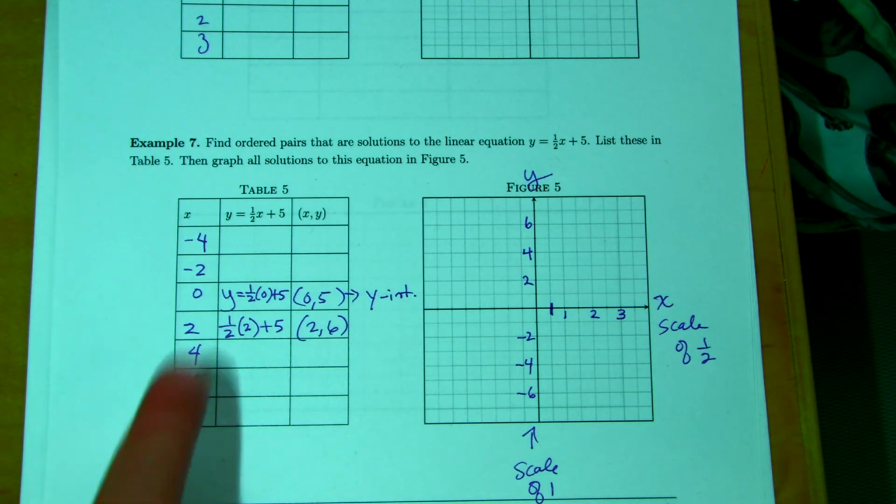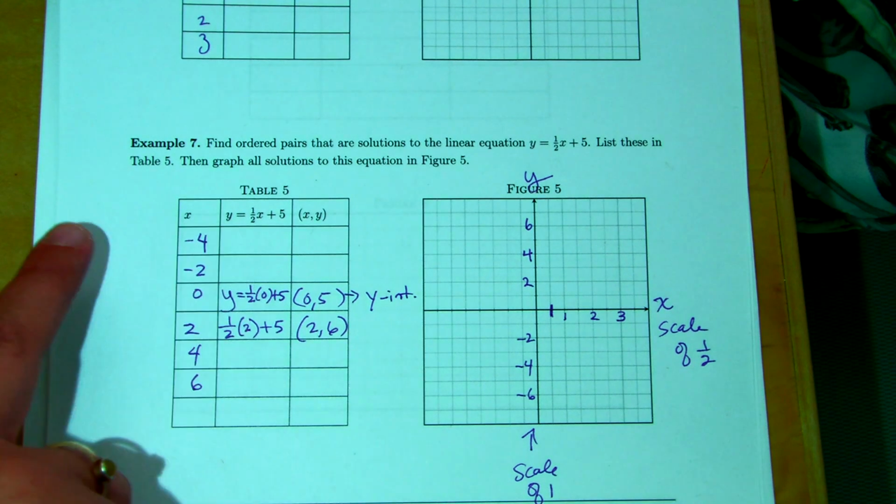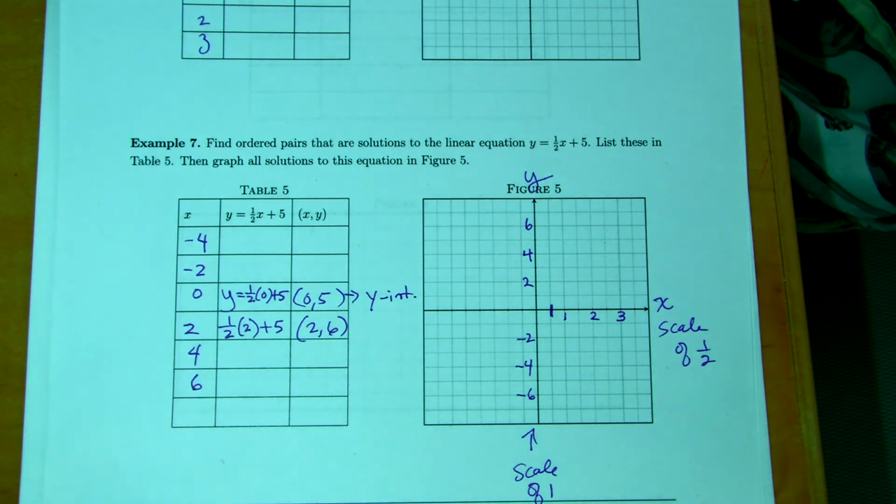Okay, so that's just a little bit of a clue. Whenever your slope is a fraction, you can change the x values in your table so that you don't end up with fractions, because you don't really want to graph half. You don't want to graph half, you know what I mean? Unless you use that scale.